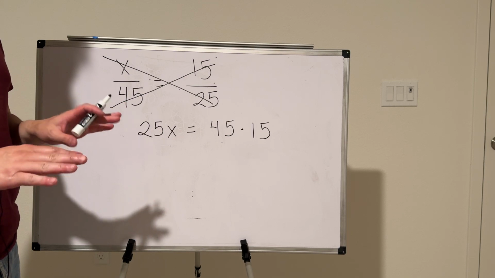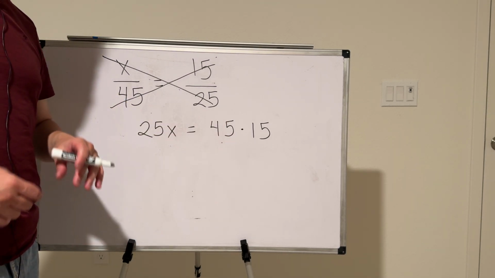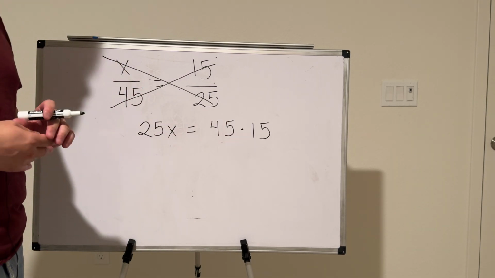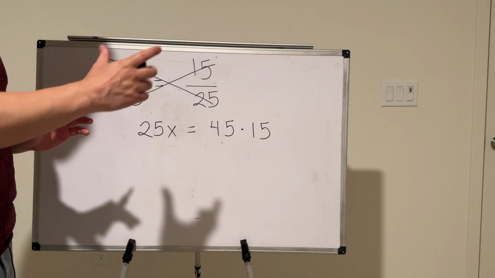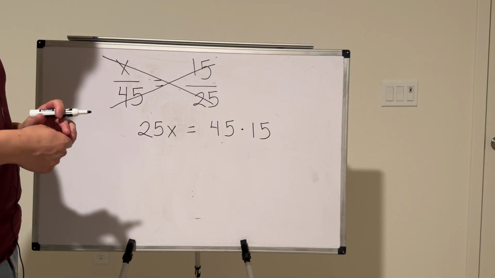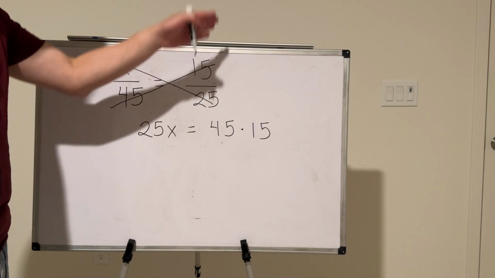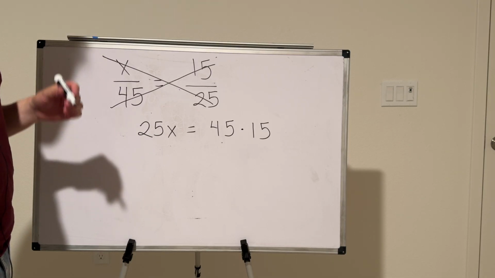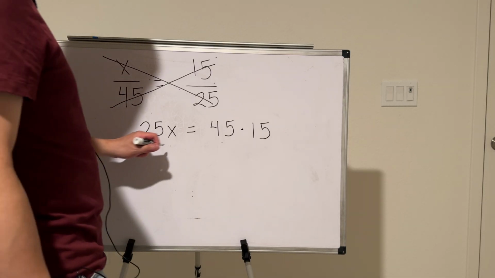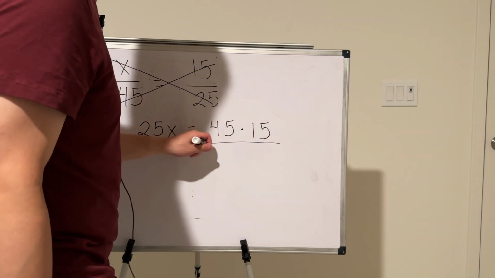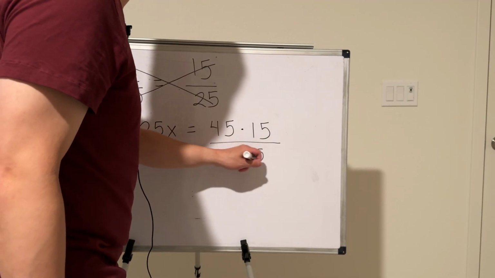Now, I'm not going to multiply those out into a calculator just yet. Let's just leave it like that, but we know that it represents some sort of number. So I've done step number one. I've cross multiplied. I'm now going to do the second step of dividing both sides by 25.